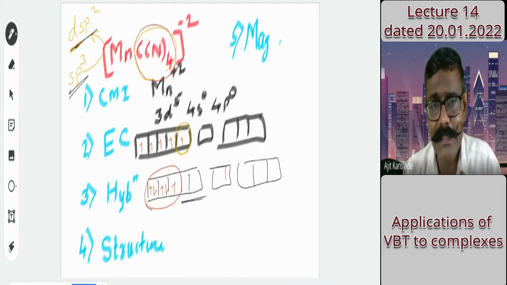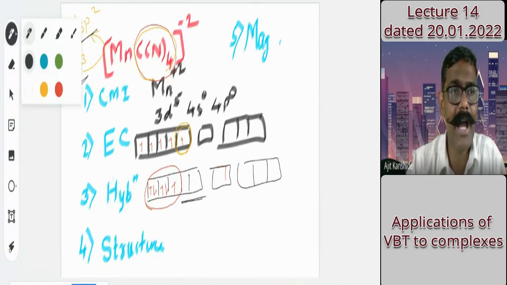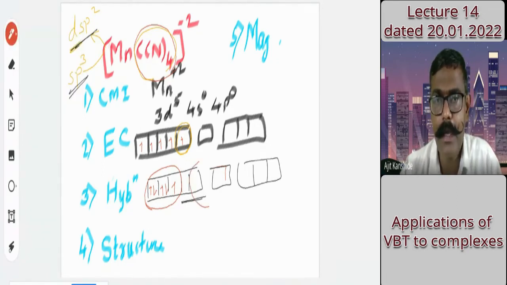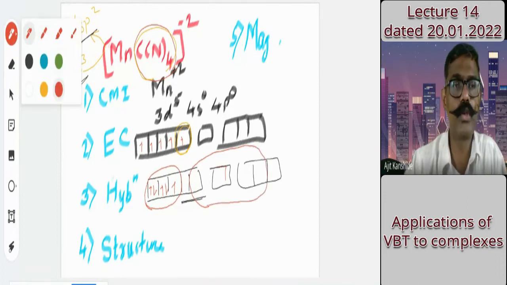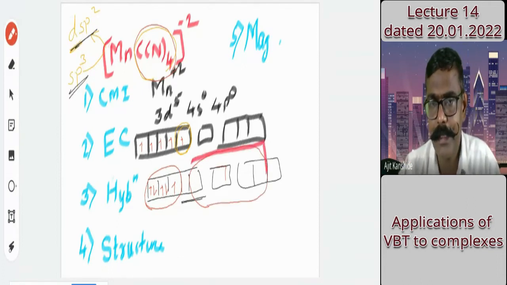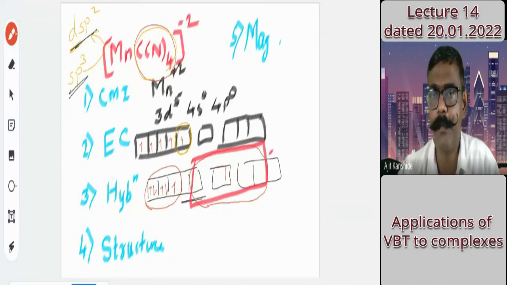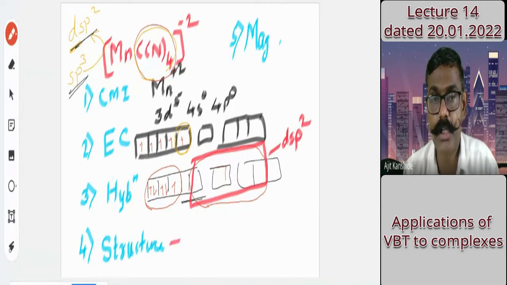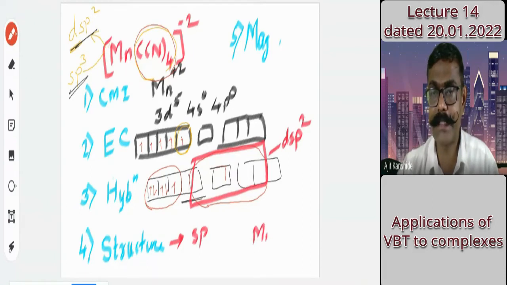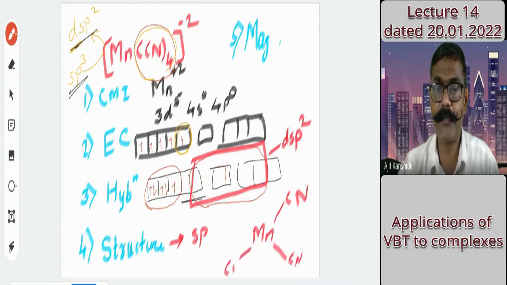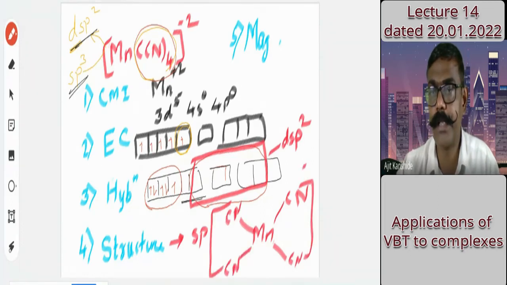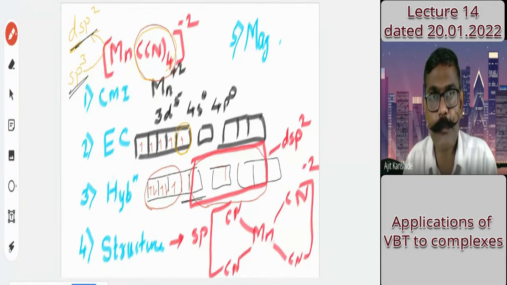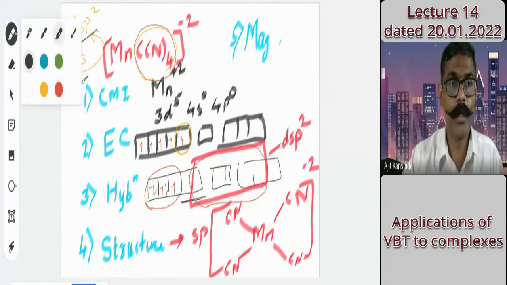So here, since one of the d orbitals is available, the hybridization will be d, s and p2. Those orbitals will interact. dsp2, that's a type of hybridization. If dsp2 is the type of hybridization, then the structure will be square planar. Means manganese will be at the center and cyanides will be at the corners of the square. It's a square and the charge on that is minus 2. Are you following this point? Yes, sir. Fifth point, magnetism.